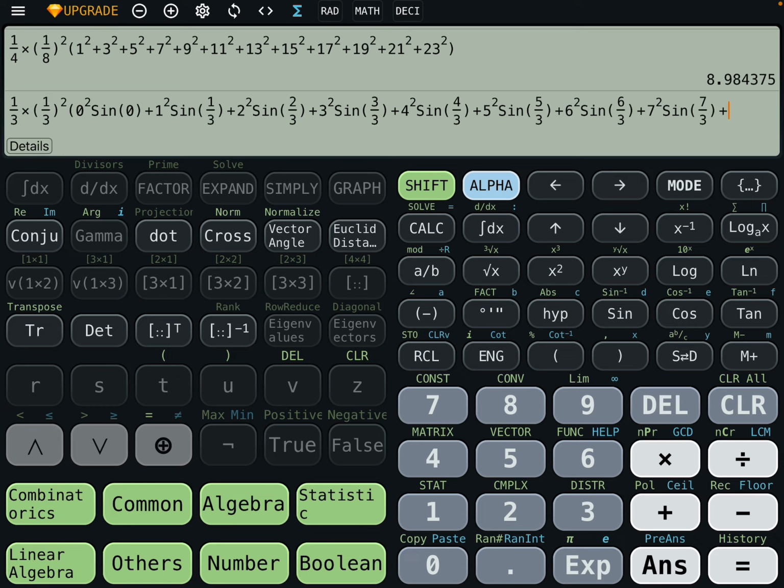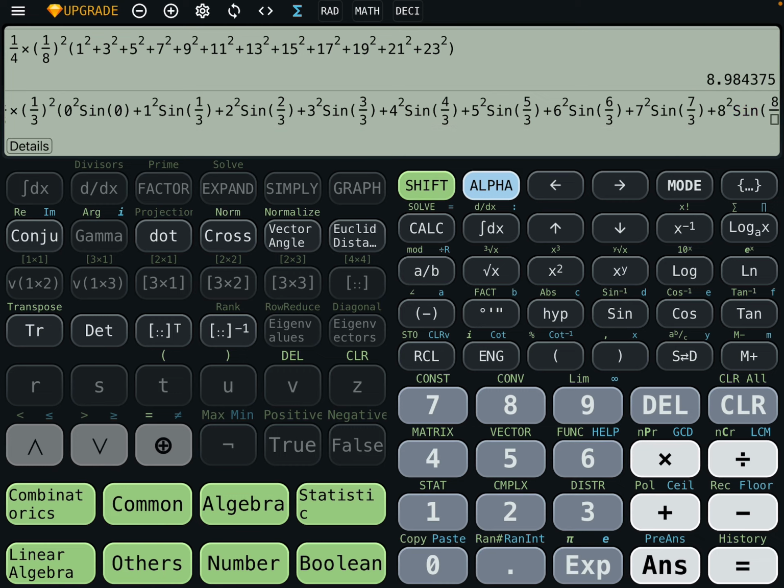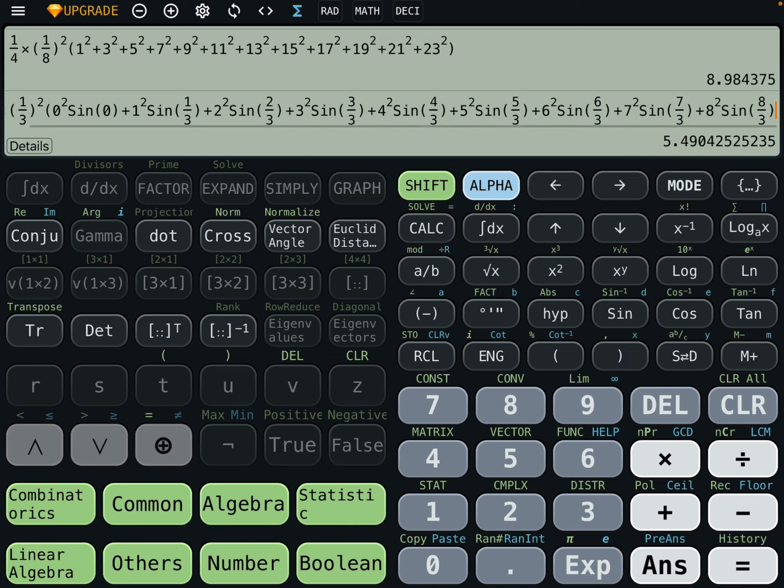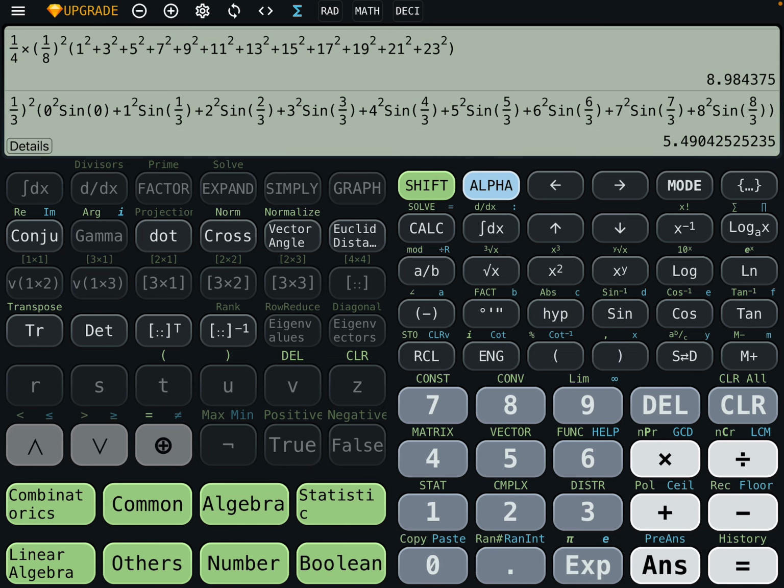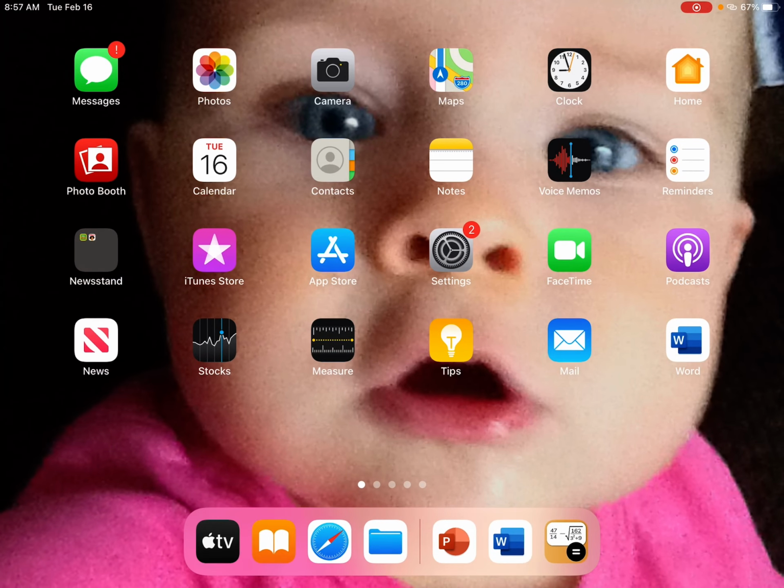And finally, 8 squared sine 8/3. Close that bracket. Close the bracket for the whole thing. Press equals. The calculator calculated as I went there. I don't see any handheld calculator that does that, so that's what's neat on the iPad here. I've never seen that before. Okay, and so I get a total of 5.490425, some monstrous crazy number there.